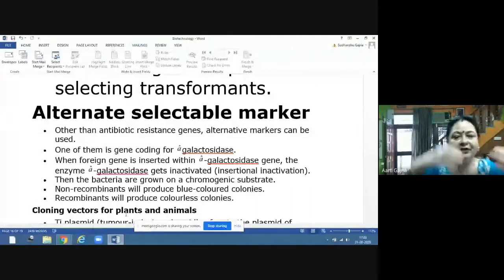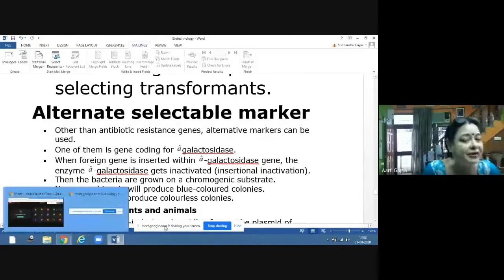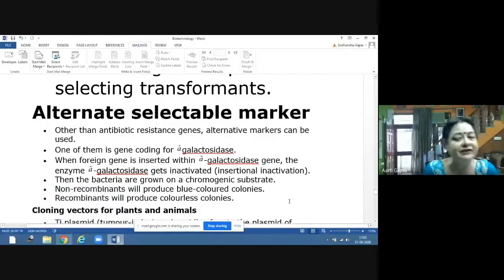So what will happen when we put these recombinant bacteria having recombinant DNA on the chromogenic substrate? The non-recombinants will produce blue colored colonies, because this galactosidase normally produces blue color colonies. The recombinants will produce colorless colonies. So if the blue color is not produced, that means the recombinant DNA is present in the bacteria.